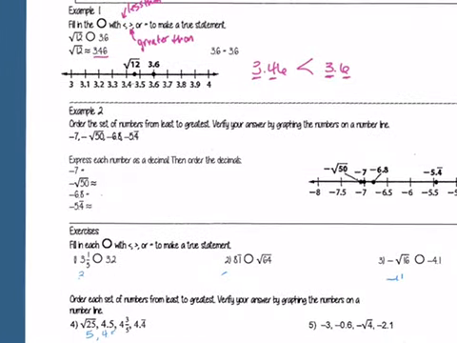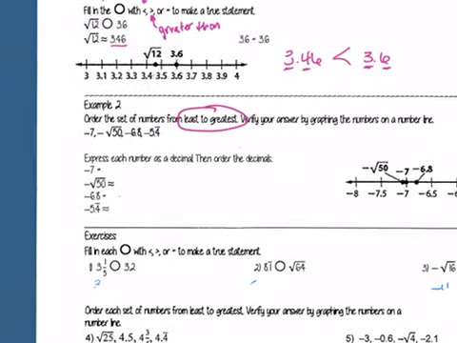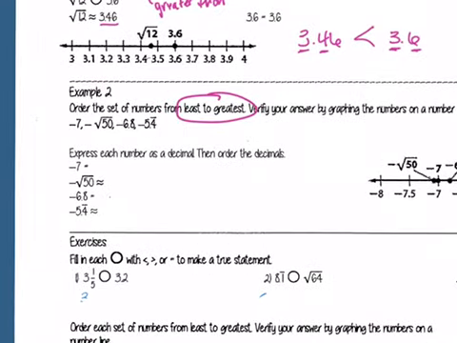Example 2, order the set of numbers from least to greatest. Verify your answer by graphing the numbers on a number line. So express each number as a decimal. That's always your step 1. Then order the decimals. So -7, we're already there. The negative square root of 50 is -7.